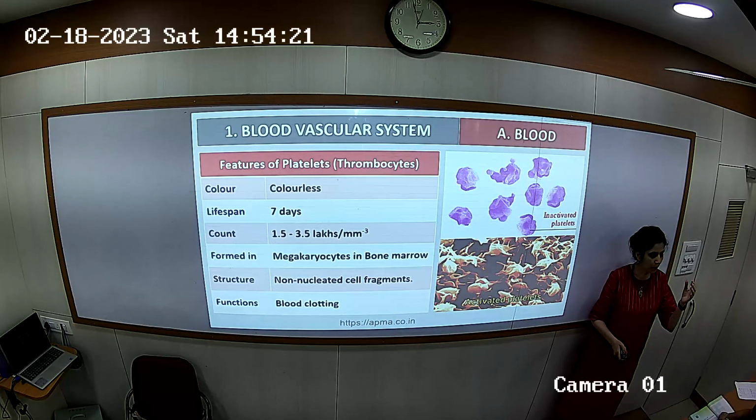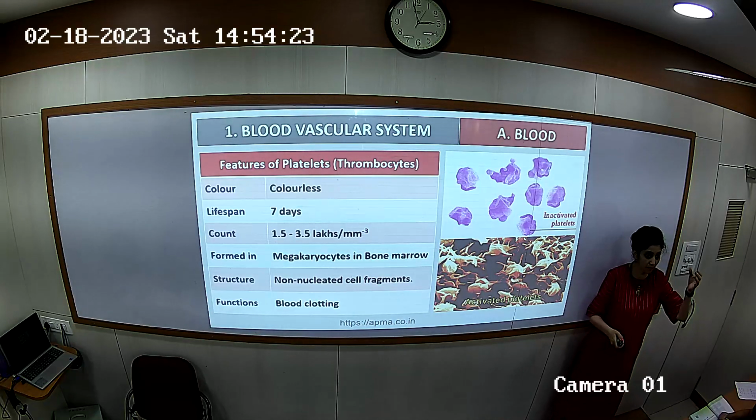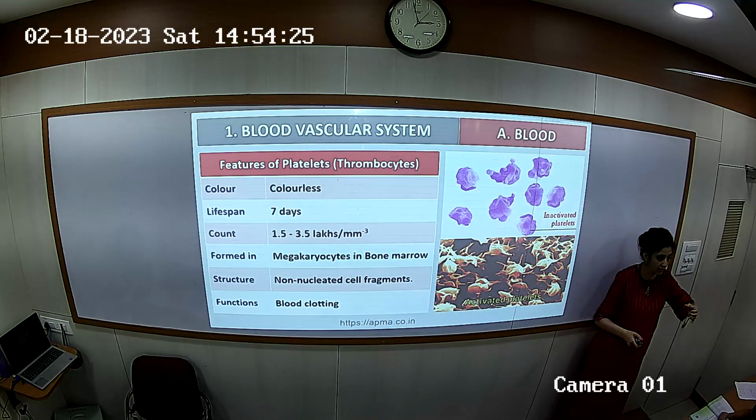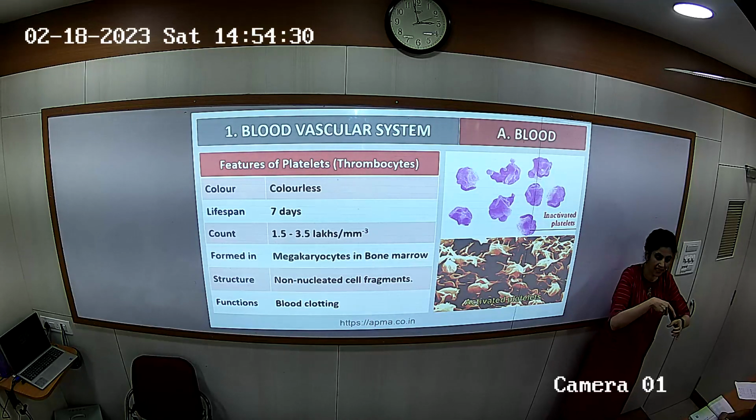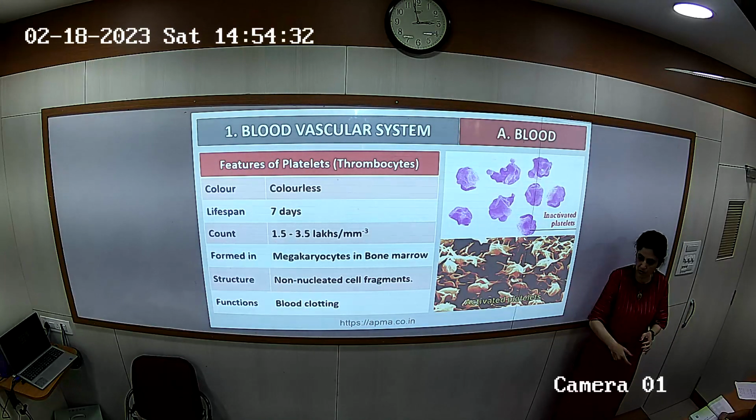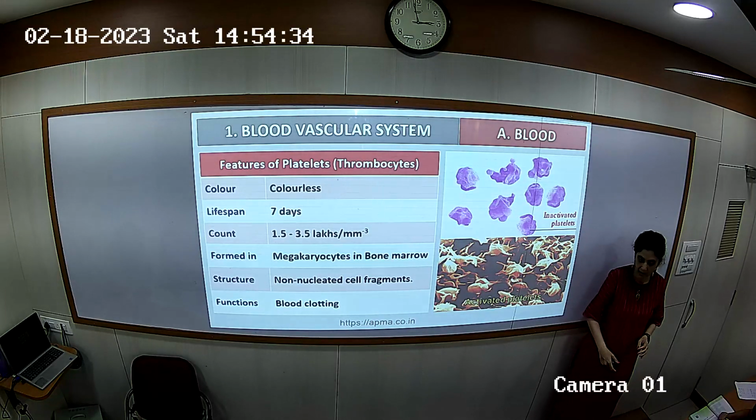There is a bone marrow. People who eat non-veg, if you see the mutton bone, there is marrow inside the mutton bone. Have you seen it? Okay, that is yellow marrow. It is not red marrow because it is in the limbs.